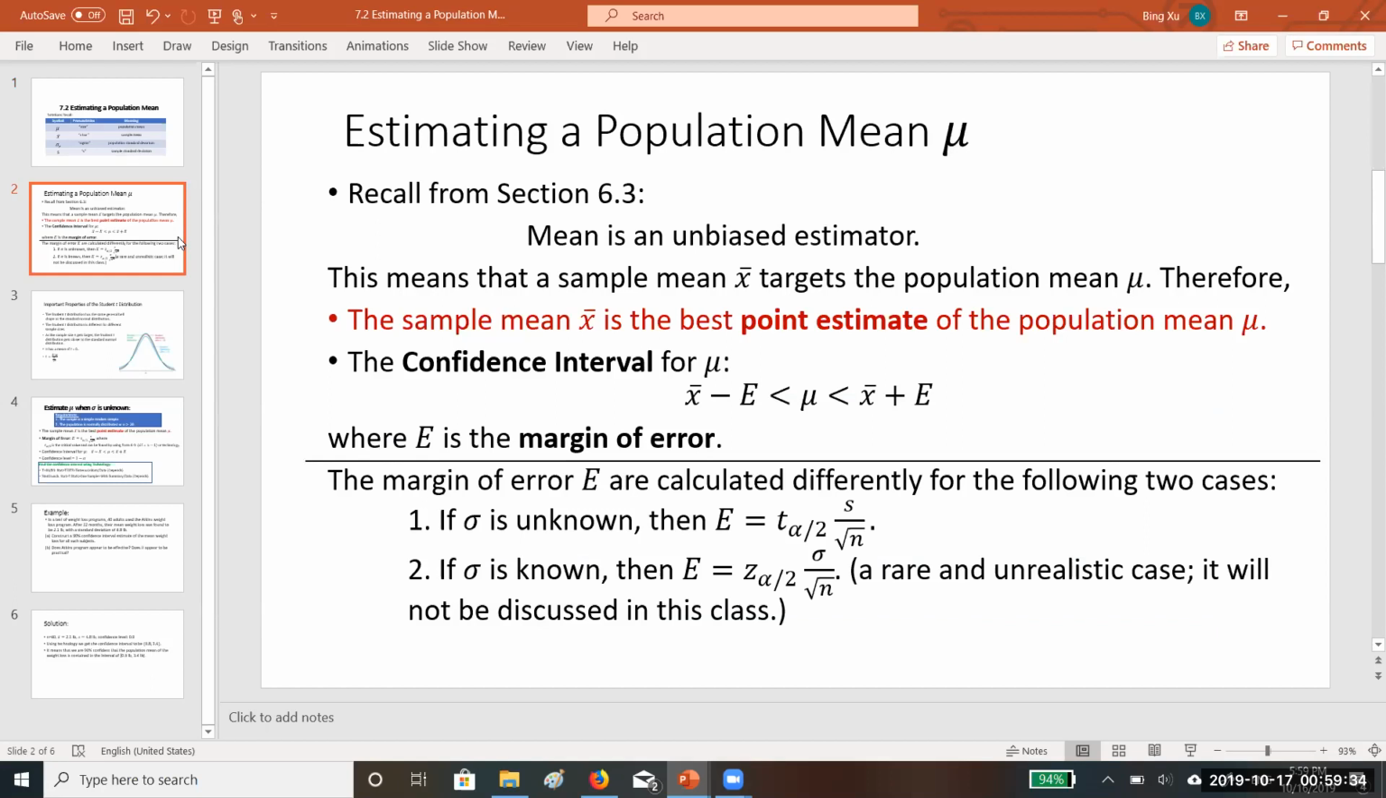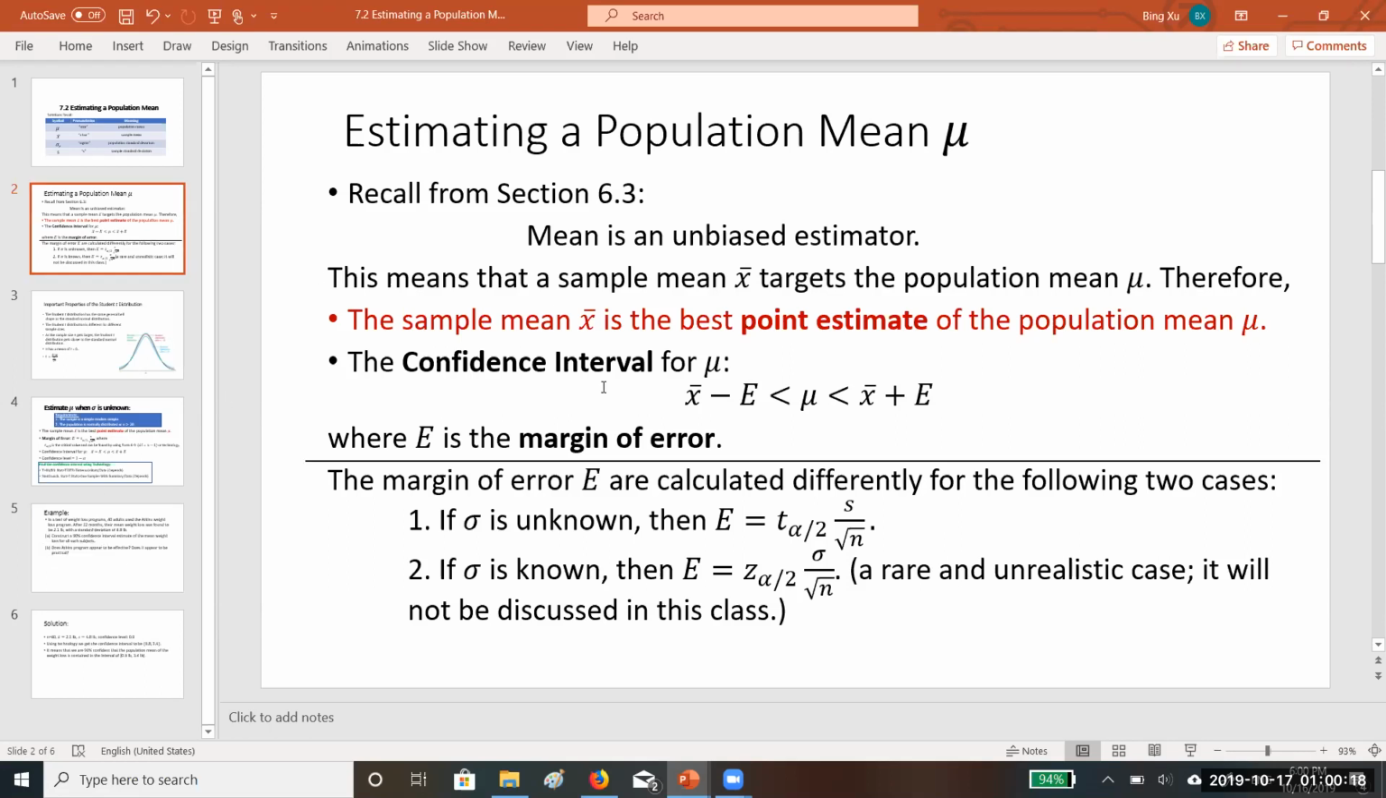Okay, so in section 6.3, we talked about how the mean is an unbiased estimator. There are three unbiased estimators we talked about in 6.3. One is proportion, one is mean, and one is variance. Those three are unbiased estimators. That means the sample mean will target the population mean, right? The mean of the sample mean is equal to the population mean. Okay, so that means we can use the mean of a sample to estimate the mean of the population.